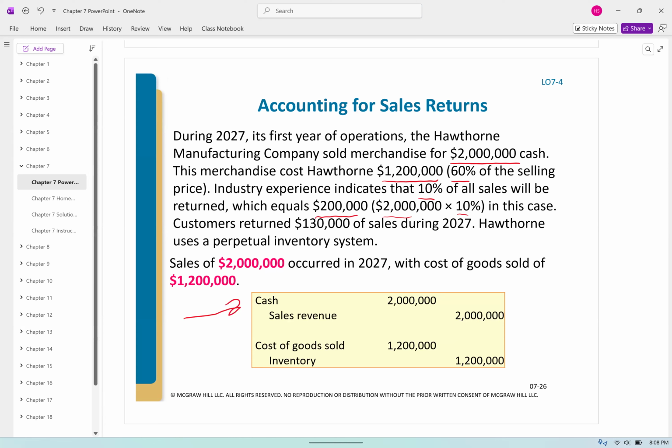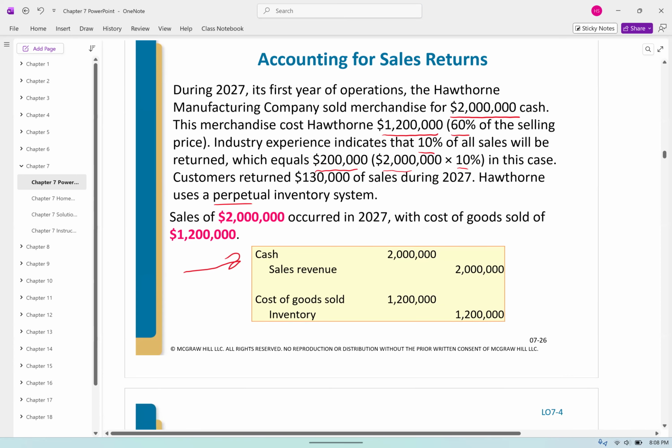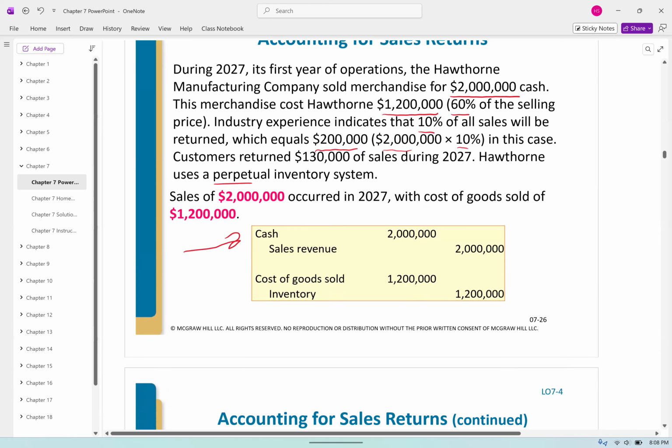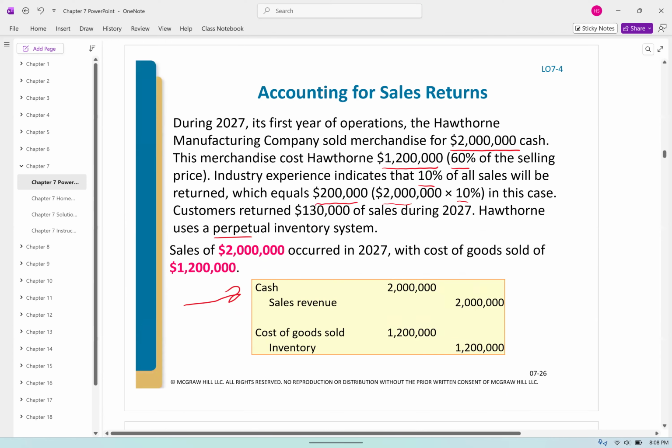Hawthorne uses perpetual inventory. Why did they tell you perpetual? Because that means we have to make this journal entry right here. If they had said periodic, we wouldn't have made that entry right there. But remember, not a lot of businesses use periodic. That's going to be like small mom and pop. Even gas stations now have point of sale systems where they're always keeping up with the inventory. So you just don't see periodic that much, but you still have to know it for the CPA exam.